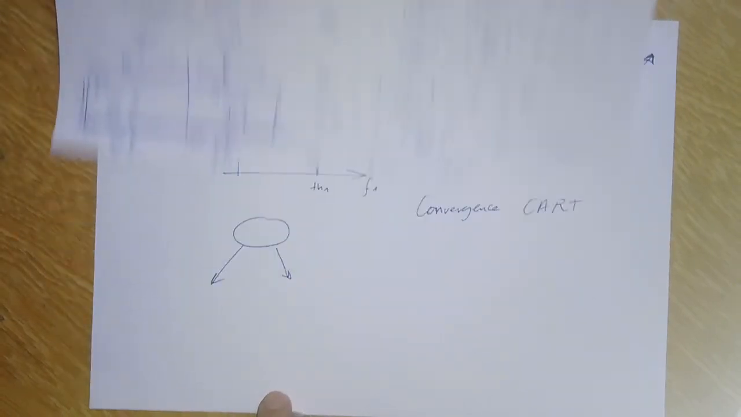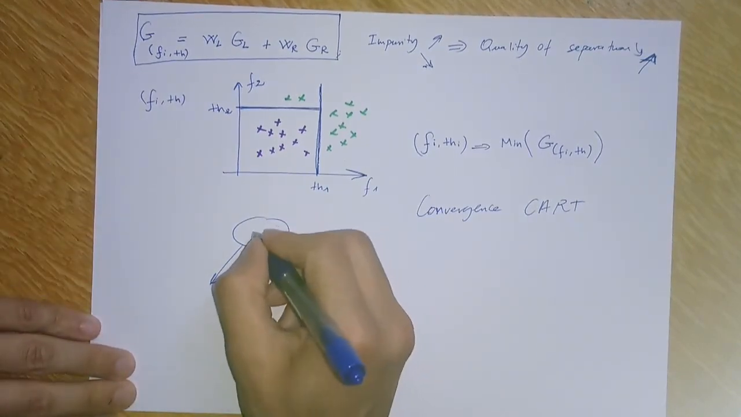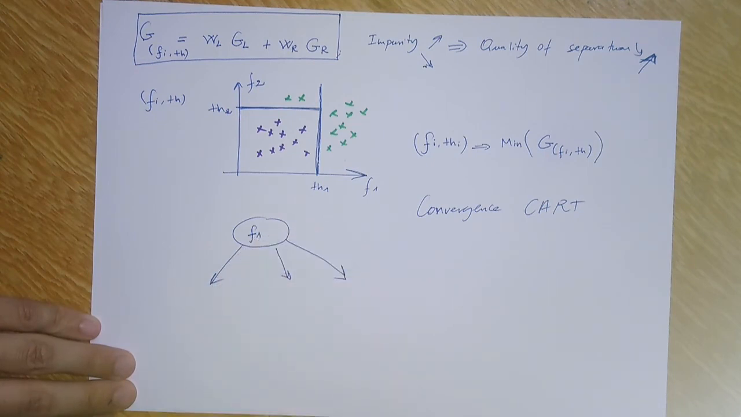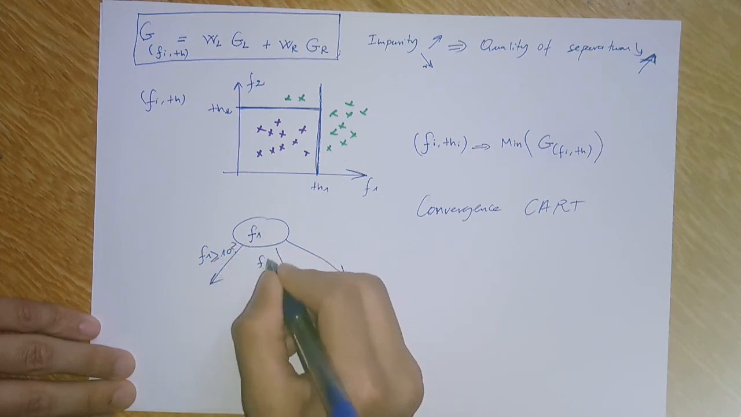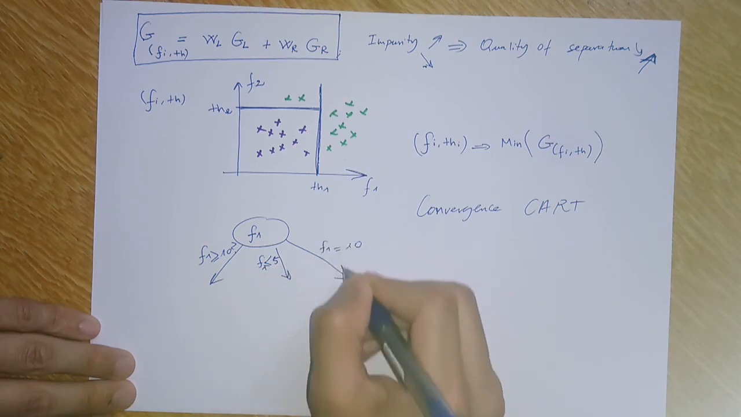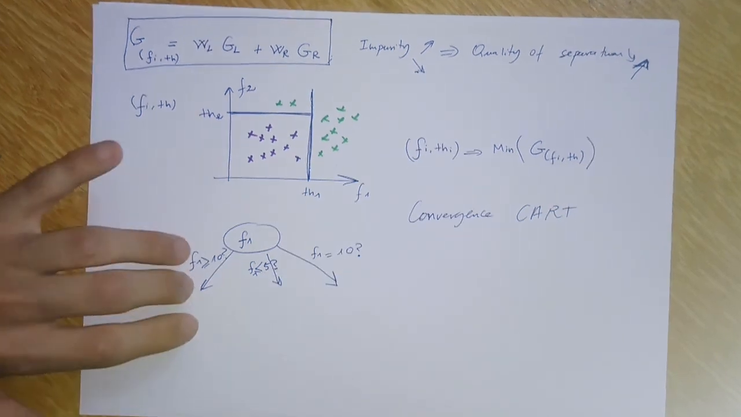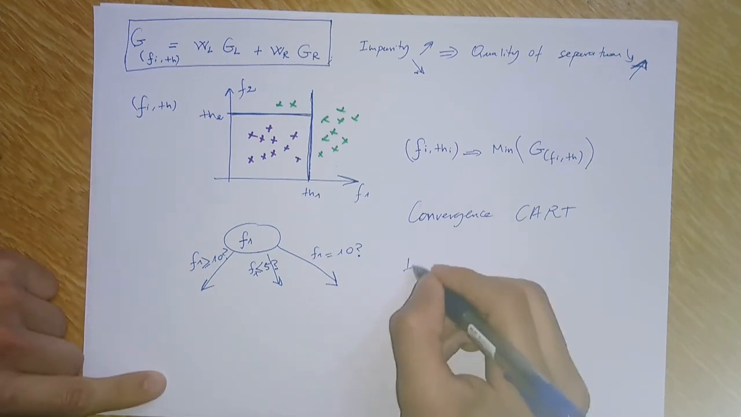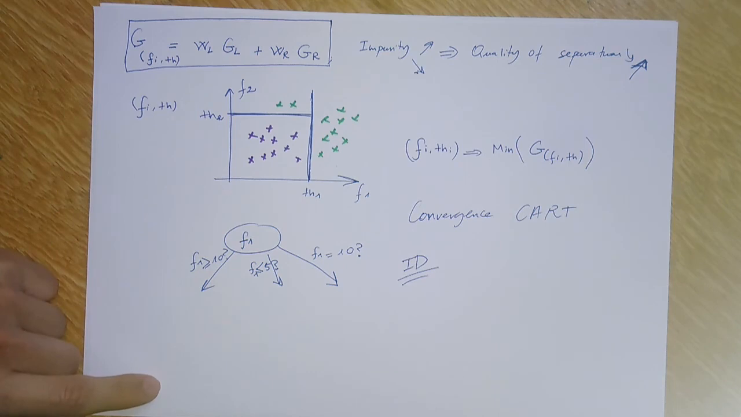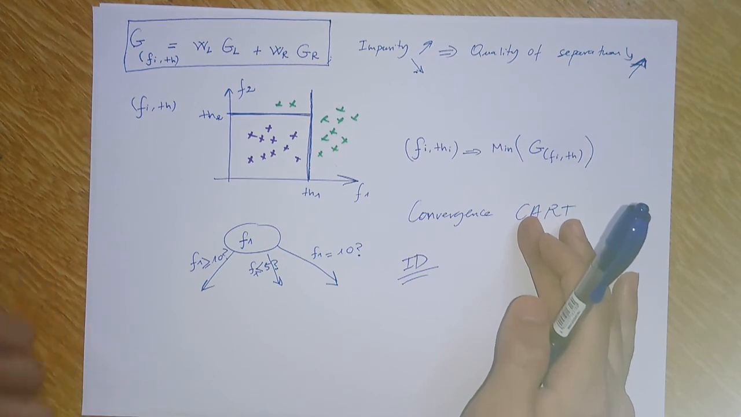But if I have a node like this one that has three possible answers, for example, I'm asking a question about f1. I say, is f1 higher than 10? Is f1 smaller than 5? Is f1 equal to 100? So I have here three possible answers. So in that case, the CART algorithm would not work, and we would need another algorithm that is called ID3. So this is what you need to know. The CART algorithm works only when we have a node that is Boolean, otherwise it would not work.